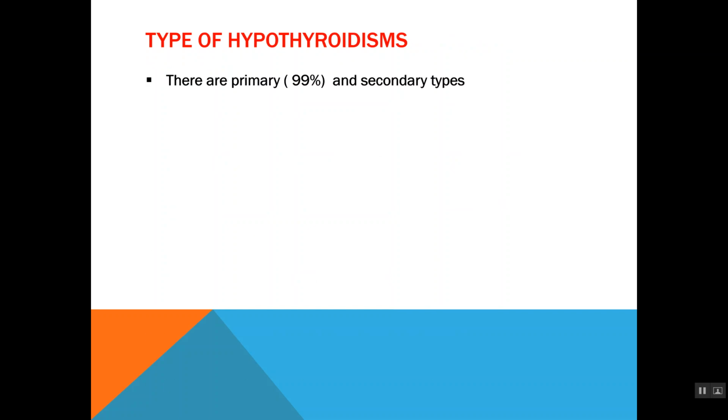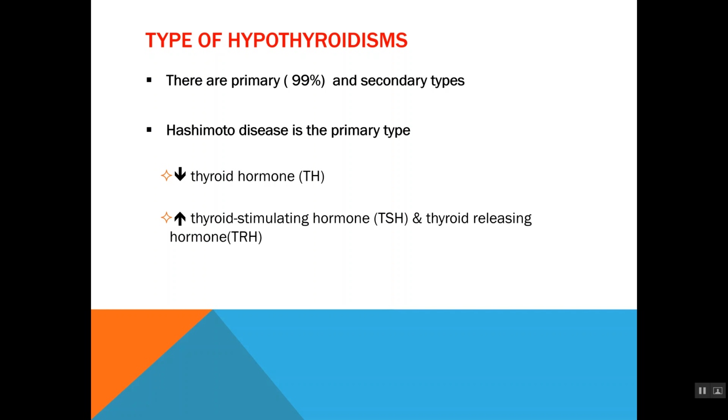There are two types, primary and secondary. The primary type is about 99% of all cases. Hashimoto disease is a primary type characterized by reduced thyroid hormone and increased TSH and TRH.